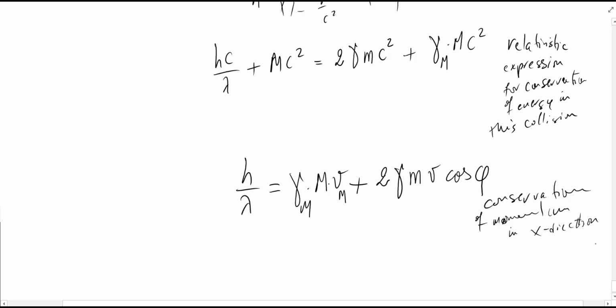Okay, so we're done with part B. Part C. Eliminate the ratio h over lambda between the energy and momentum equations to derive a relationship between v over c, vm over c, and phi in terms of the ratio of m over M, keeping gamma m and gamma as useful shorthand notations.